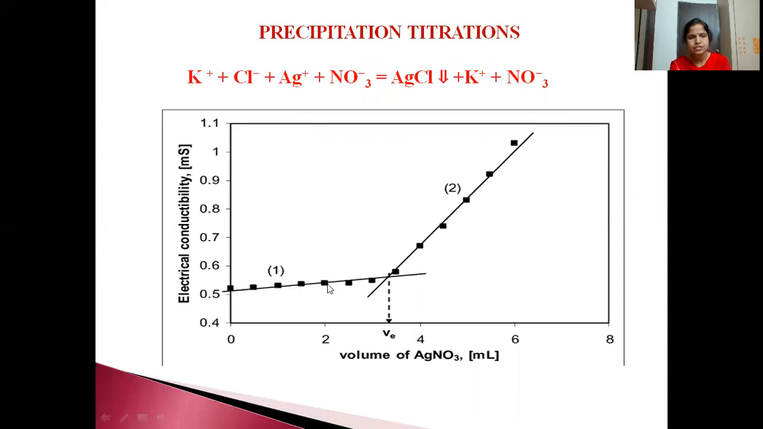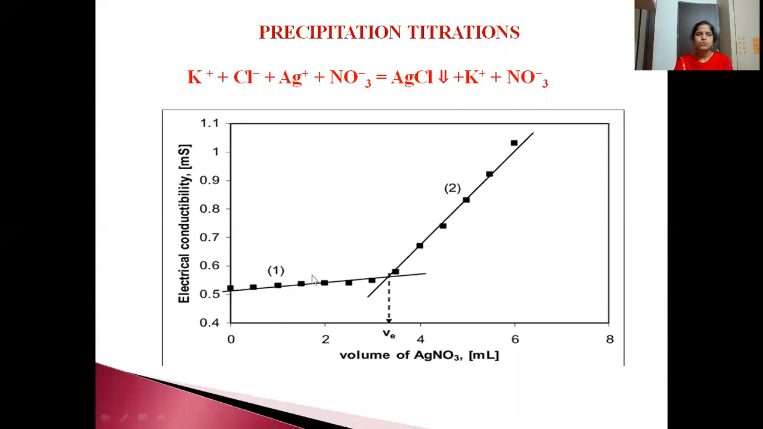At first the conductance remains constant, because all the Ag plus which is being added combines with Cl minus to give silver chloride, a precipitate. After the formation of the precipitate, all the chloride ions have combined with the silver ions. Now the leftover NO3 minus, or the silver nitrate which is being added into the solution, because of the mobility of these ions, the curve increases. That means the conductance starts increasing.